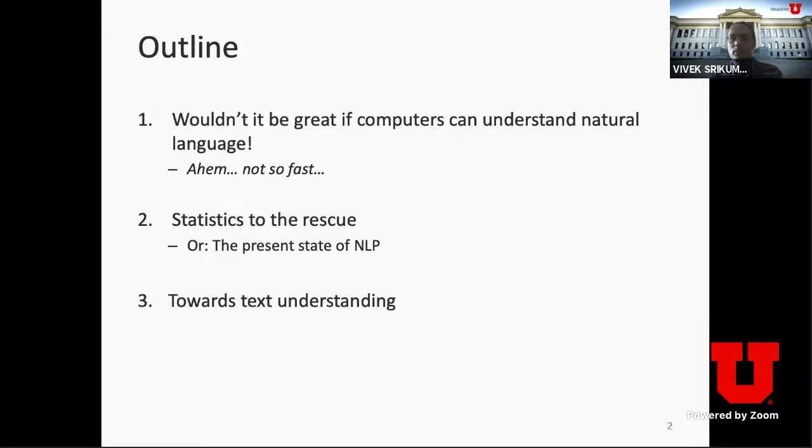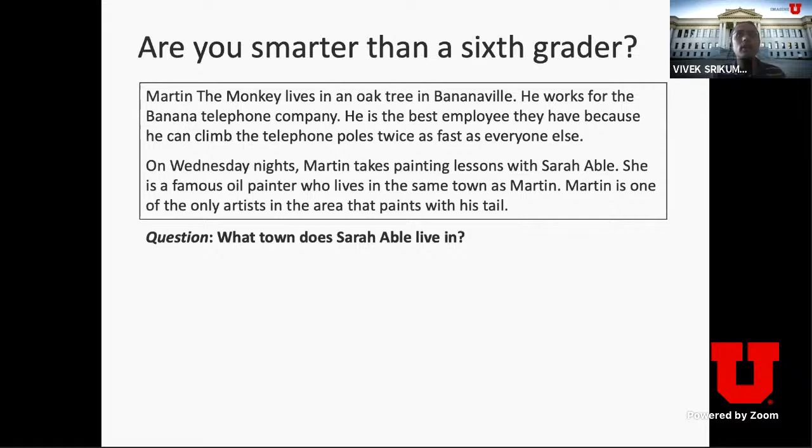So to start off, I'm going to ask you a question, and feel free to unmute yourself and answer the question, or you can use the chat if you want. Let's say I give you a story and ask you to read the story and answer a question. So here's a story about Sarah Abel and Martin the monkey. What I would like you to do is tell me, what town does Sarah Abel live in? Any one of you.